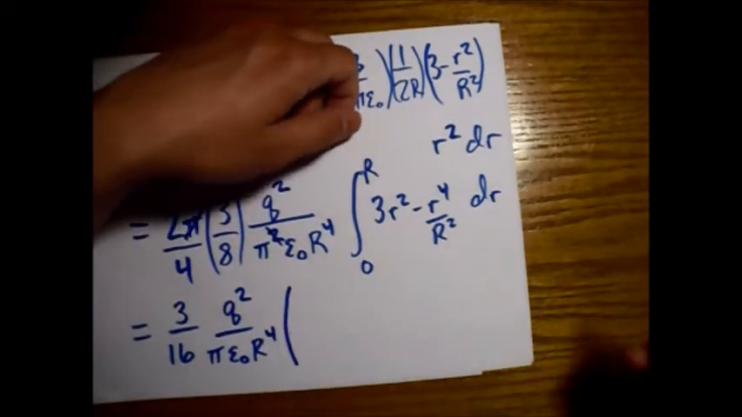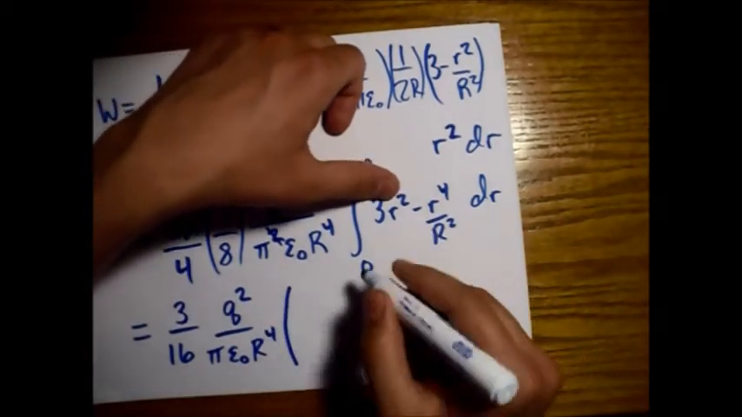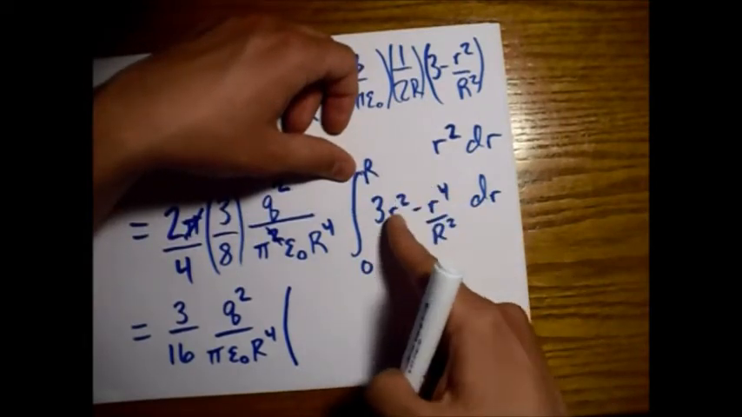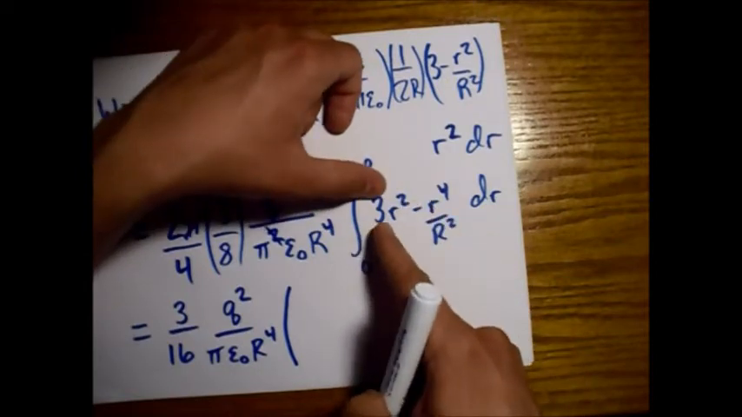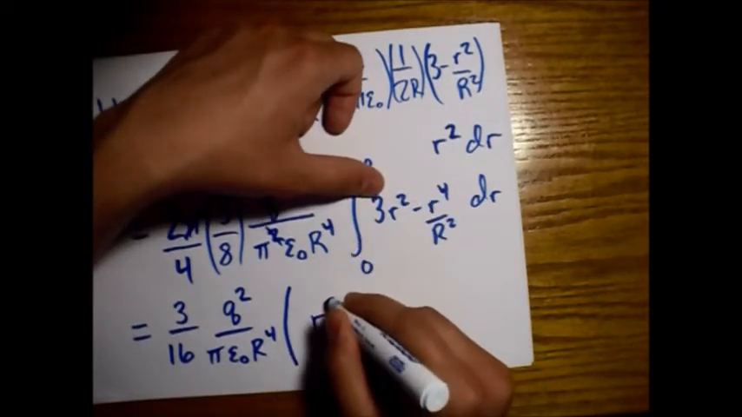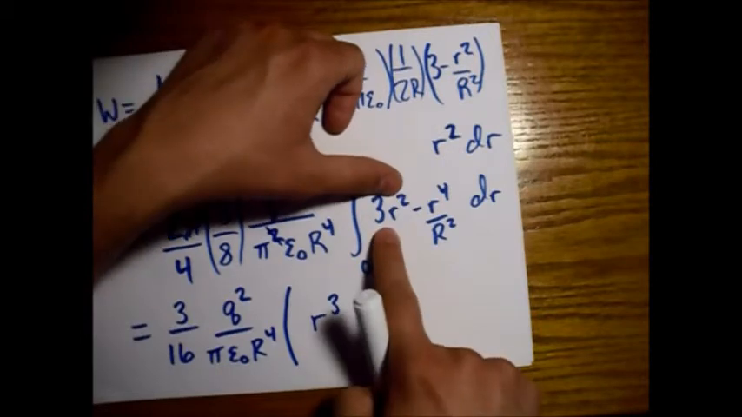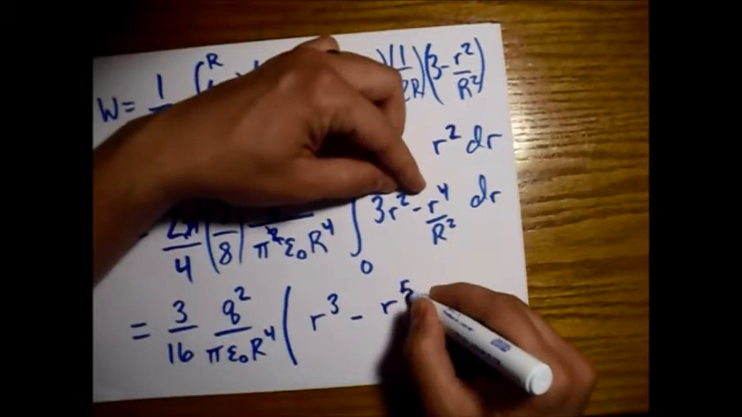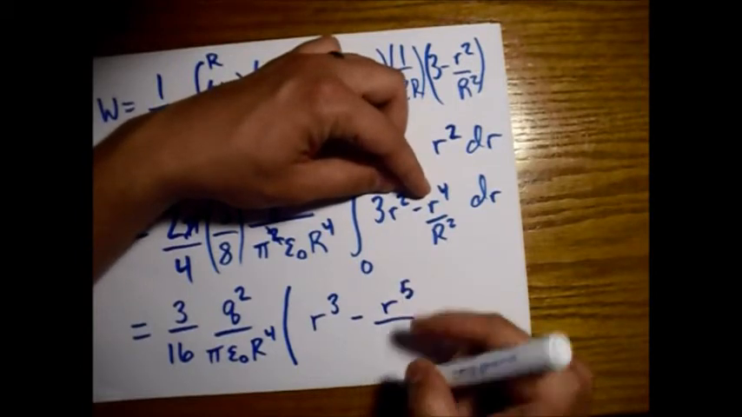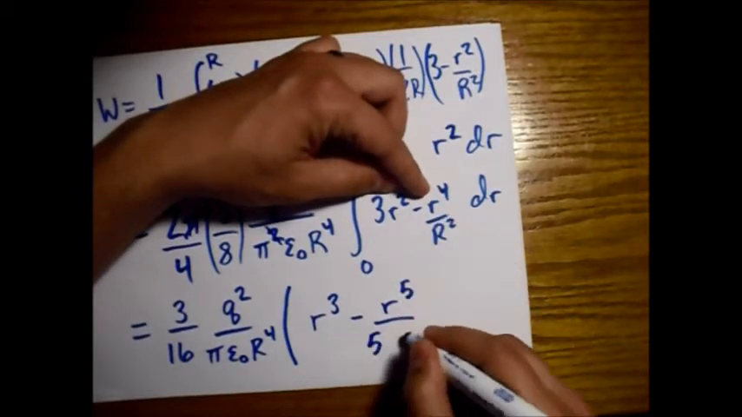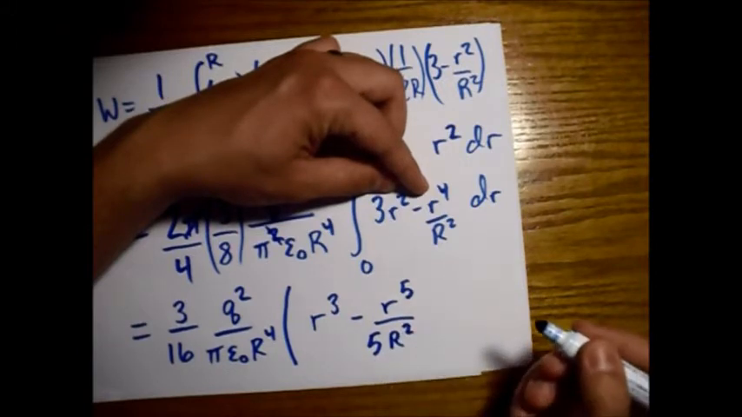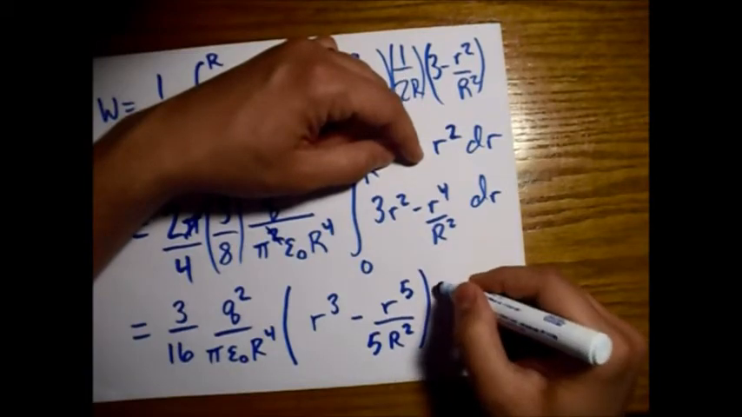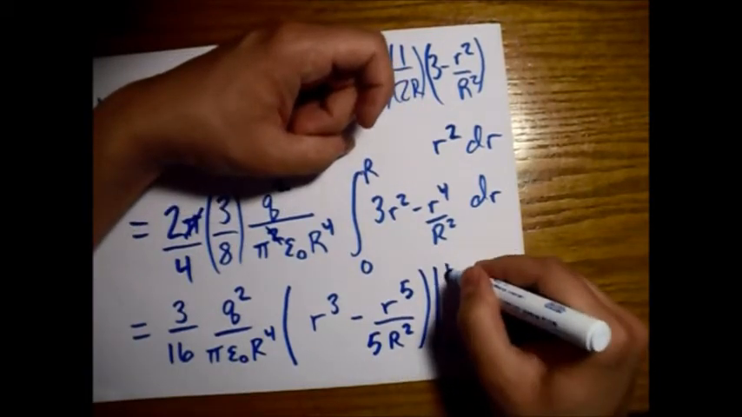So we have an r squared, so r cubed over 3, but there's this 3 here that divides out. So we have an r cubed from this term, minus r to the 5th over 5 R squared. And then we are evaluating this from 0 to big R.